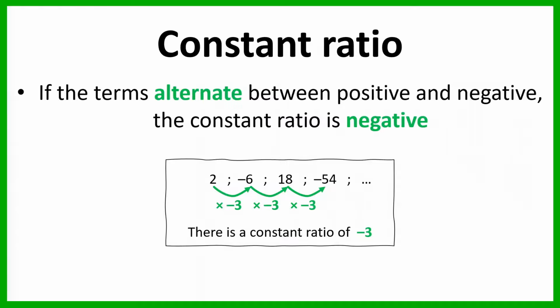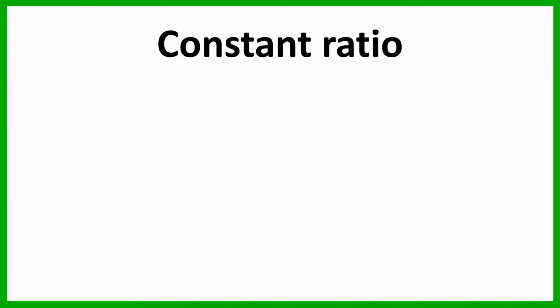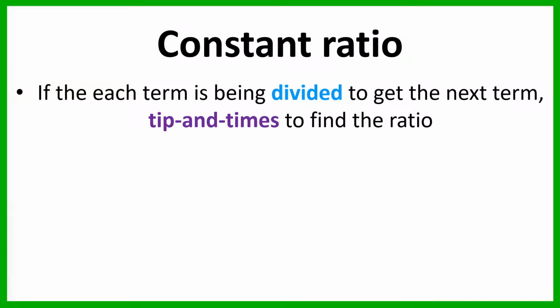Now, sometimes, like I said in the beginning, a constant ratio isn't only when you're multiplying by something, it can also be when you're dividing by something, which, remember, multiplication and division are related to each other. So if you've got a pattern where each term is being divided by something to get the next term, then you can work out what the ratio is by tipping and timesing. Because remember, when you divide by something, if you tip and times, you can change that into multiplication by flipping over whatever is after the divide sign.